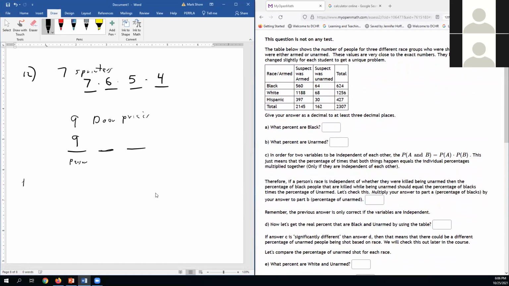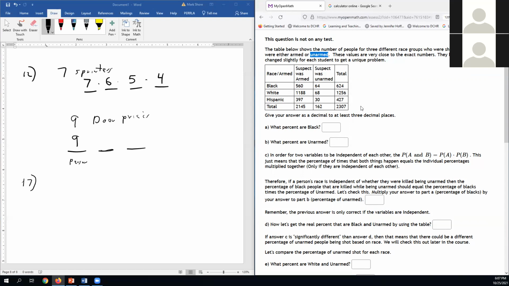So here on problem number 17, this is back on the compound probability. It says, again, this question is not on a test because it takes too long to do, but it is on the homework assignment. The table below shows the number of people for 3 different race groups who were shot by police that were either armed or unarmed. And that was a big thing in the news, and it still is. So these values are very close to the exact numbers. In fact, I have an Excel sheet that gives the name of everybody that was shot and killed by police over the last 4 years or so, and whether they were armed or not armed. And it gives a whole bunch of data on that.